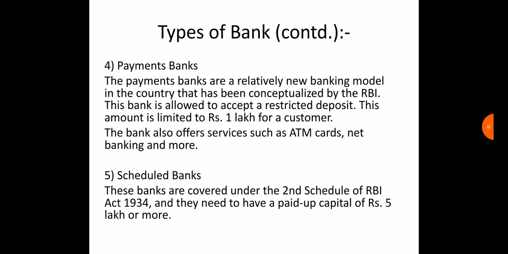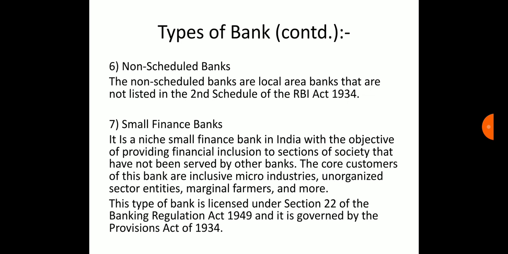Fifth, scheduled banks. These banks are covered under the second schedule of RBI Act 1934 and they need to have a paid up capital of rupees 5 lakh or more. Sixth, non-scheduled banks. The non-scheduled banks are local area banks that are not listed in the second schedule of the RBI Act 1934. Seventh, small finance banks.